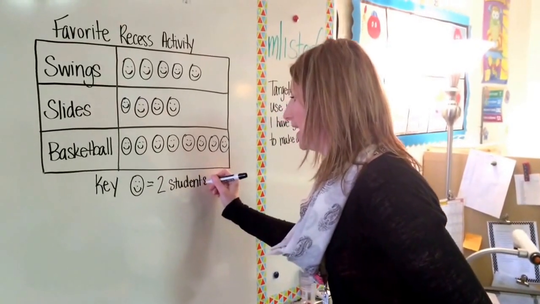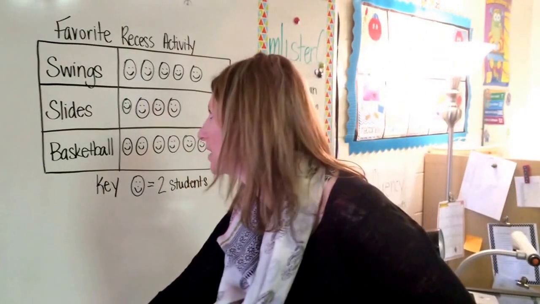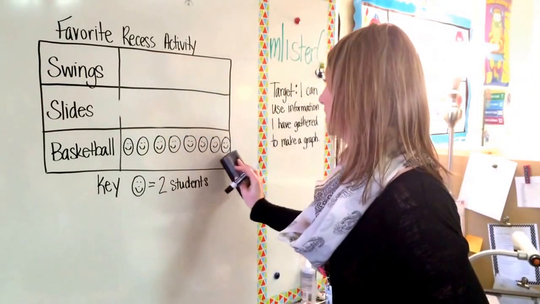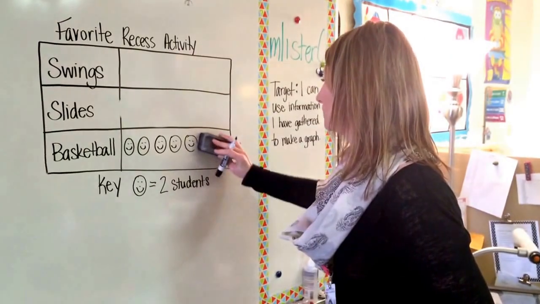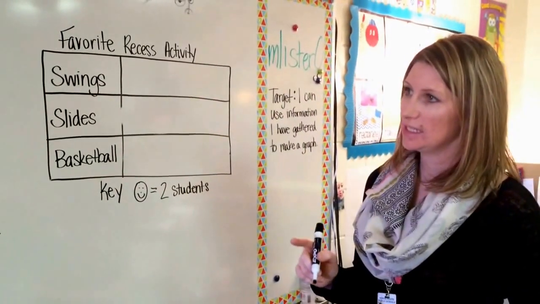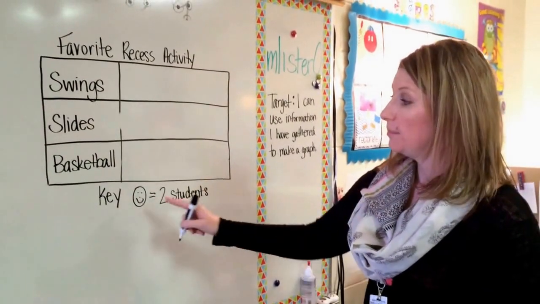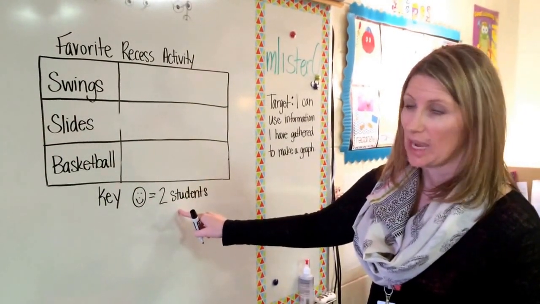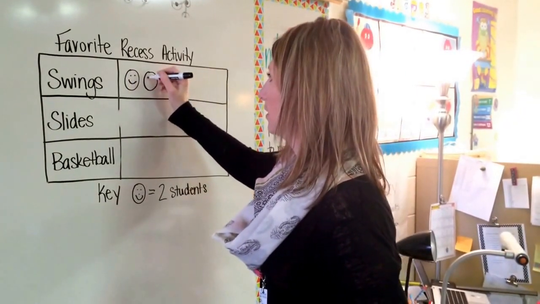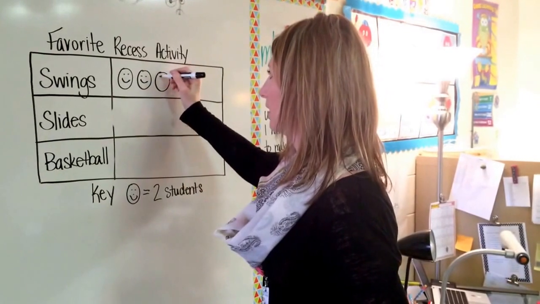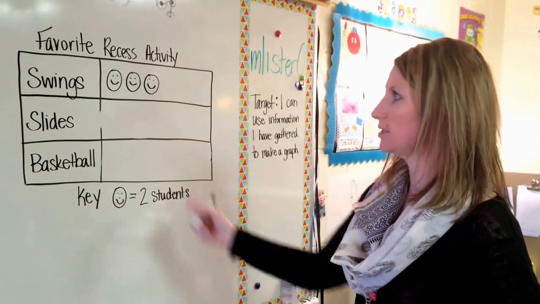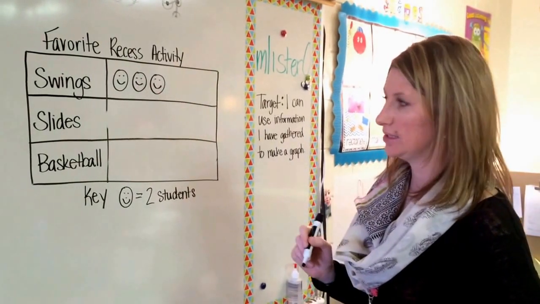So if I do that, it's going to change my information a little bit. So I'm going to erase these ones. Since my key changed, I need to change these. All right, so I know that I have 6 on the swings, but this time I'm going to draw a smiley face and I'm going to count by 2. So here's the first one, 2, 4, 6. Because each smiley face represents 2 students, so I count by 2s. 2, 4, 6, like the swings.